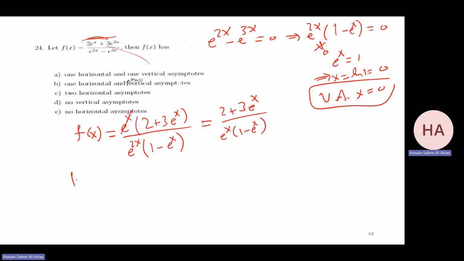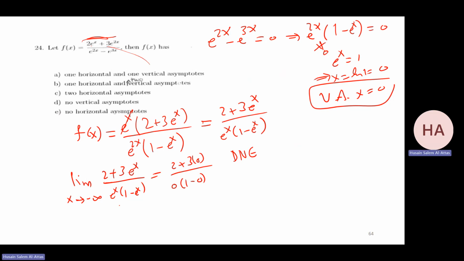Now check the limit as x goes to minus infinity. You start with minus infinity and it will be easier. That will be 2 plus 3 times 0 over 0 times (1 minus 0). So I have non-zero over 0, so this does not exist. It goes to infinity or minus infinity, check it. Who cares? But it will not go to a value.